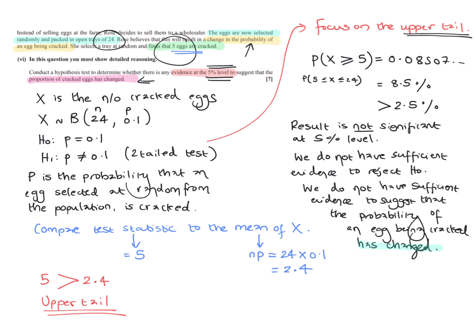decrease. We should always refer to a change or a difference. So even if we get a significant result, we don't say that we've got evidence of an increase or a decrease for a two-tailed test, because that's not what we were testing for. We were testing for a change, so we need to reference that in our answer.